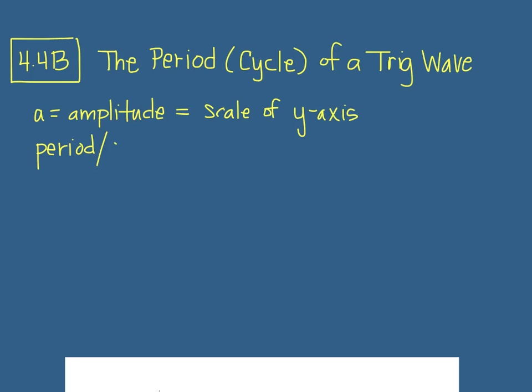Okay, the period slash cycle, and that will affect the scale of the x-axis. There's a formula for the scale of the x-axis for the period, and the formula you need to learn today is 2 pi divided by the letter b. Okay, 2 pi divided by the letter b. That is called the length or the period of one trig wave, and it affects how you draw, how you label the scale of your x-axis.